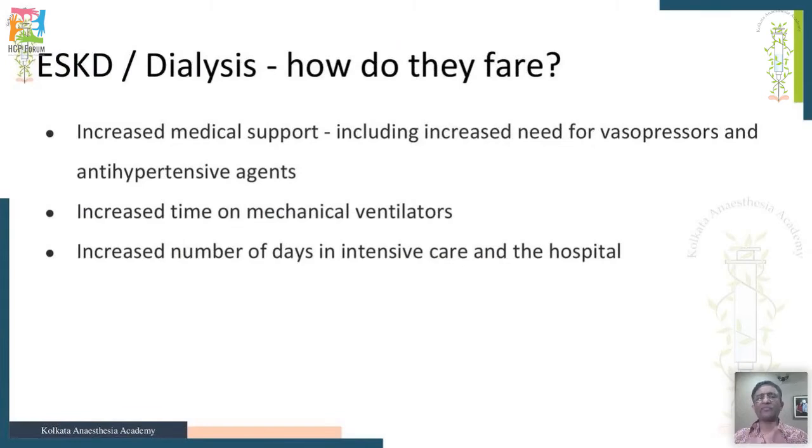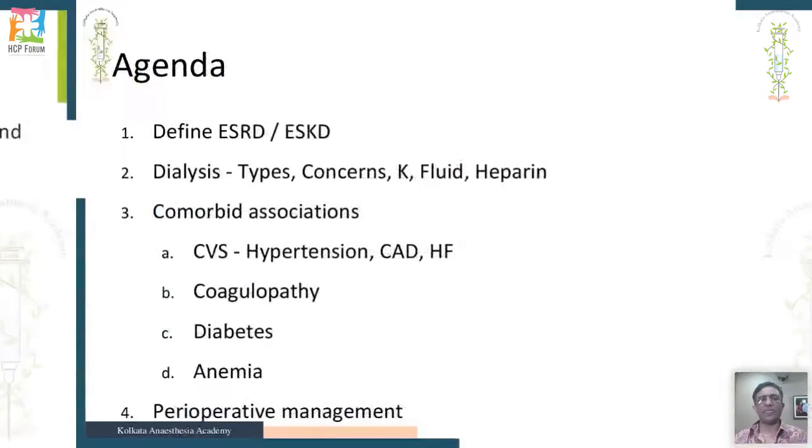They have an innate higher need of vasopressors as well as antihypertensives than the population without ESKD. They are much likelier to go on a mechanical ventilator in the perioperative period, and their length of stay in the ICU, if they reach the ICU, and also in the hospital, is higher.